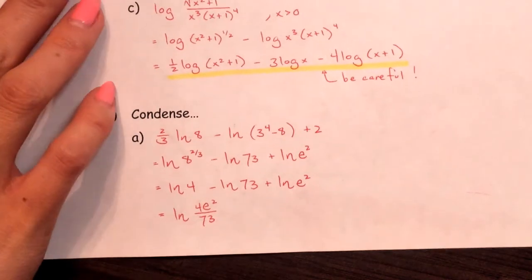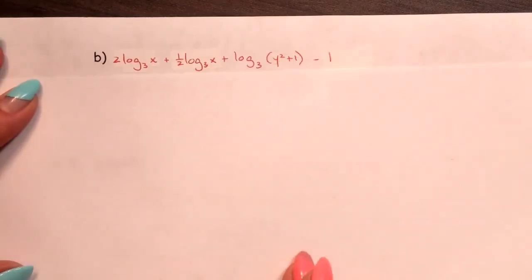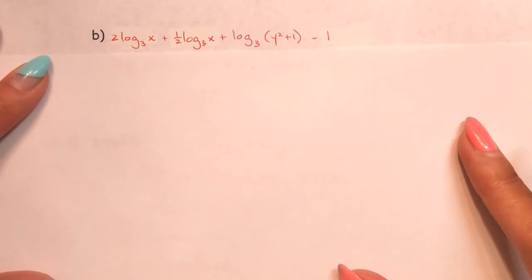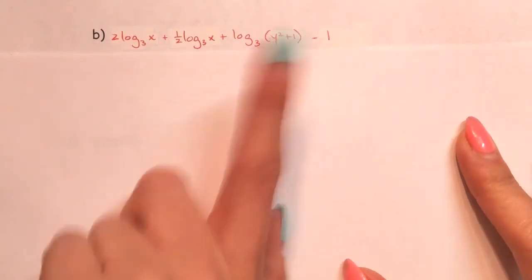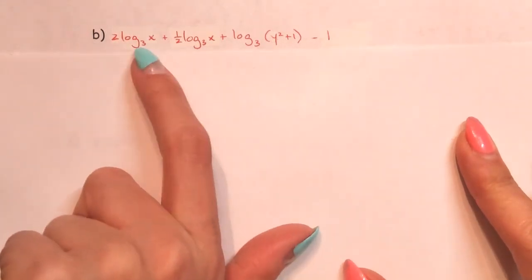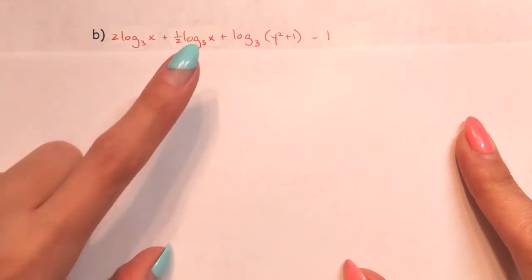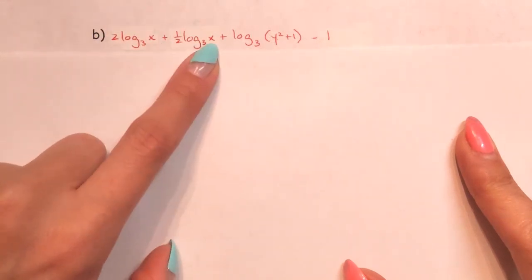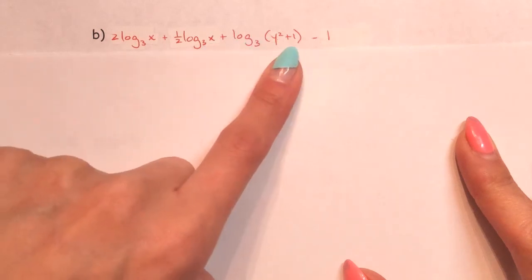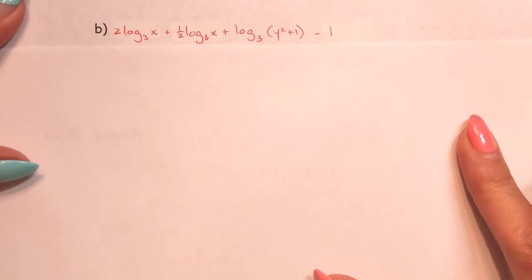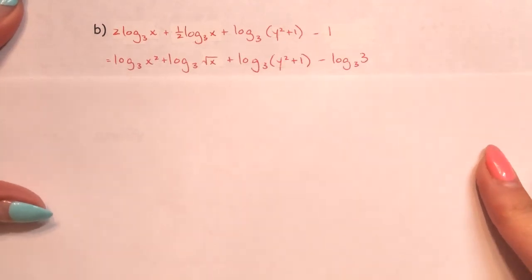So 1 more condensing. We're going to try it out. Boy, do I love these. Love, love, love. I know there's white out, but I still love it. Okay, so your first step is to make them all start with log, log, log, log. So this one's easy, the 2 goes up. This one's easy, that becomes a root, right? This one's already in the right form. Minus, what is this gonna be? That's gonna be, come on, log base 3 of 3.